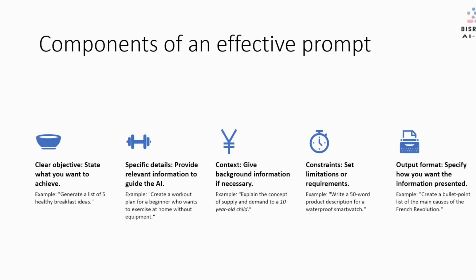So there are 5 components that you can use to create effective prompts. They are not all necessary for all prompts, but if you have the knowledge, you can use them and mix and match to create a better prompt. So these are clear objective, specific details, context, constraint, and output format. If you consider all these 5, then you can mix and match and create a better response.